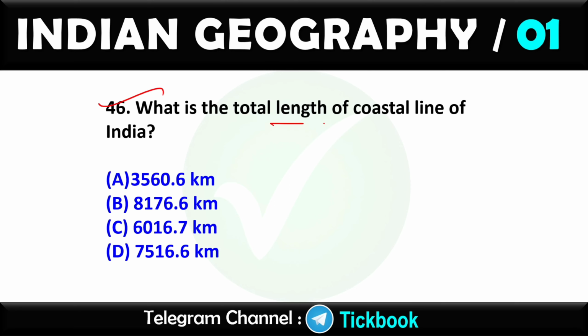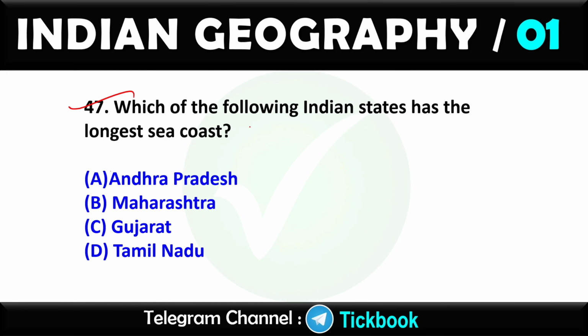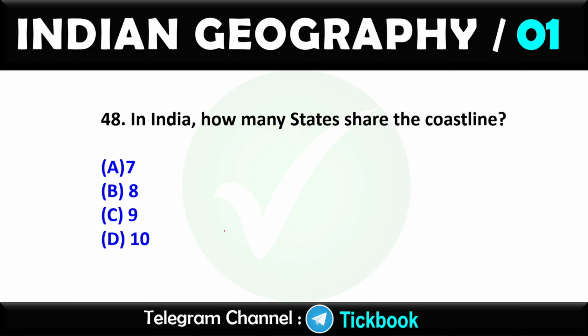46. What is the total length of coastline of India? Option number D, 7516.6 km. 47. Which of the following Indian states has the longest sea coast? Easy and important. Option number C, Gujarat.